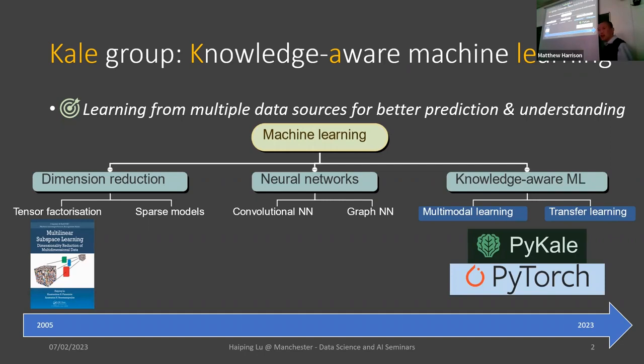I started to work on machine learning during my PhD, from 2005. I started focusing on dimension reduction, basically tensor factorization models, and later moved to sparse models. And then I also worked on neural networks, mainly convolutional networks and graph neural networks. More recently, we started focusing on knowledge-aware machine learning, where we work on multimodal learning and also transfer learning. And then we built a machine learning library called PyKale, which is part of the PyKale ecosystem.